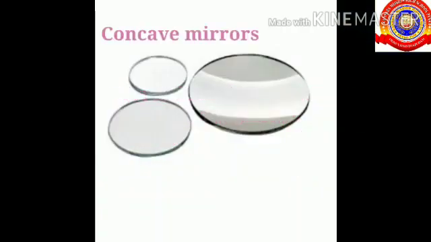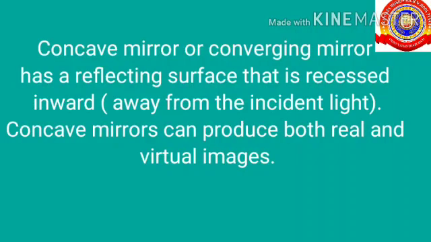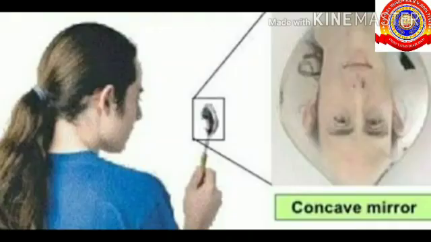Concave mirrors. A concave mirror or converging mirror has a reflecting surface that is recessed inward. That means away from the incident light. Concave mirrors can produce both real and virtual images. The images can be upright if it is virtual or inverted if it is real. They can be behind the mirror if it is virtual or in front of the mirror if it is real. They can also be enlarged, reduced or the same size as the object.